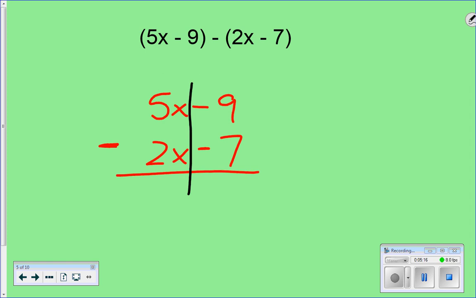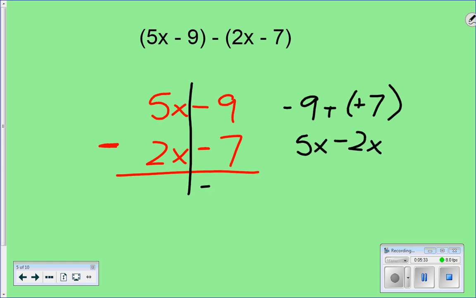Okay, so I like to write them out so I can see them, because sometimes that sign stuff screws me up, because if I forget to change one, then my answer's wrong. So my first one would have been negative 9 minus a negative 7. And my second one would have been 5x minus 2x. This one would have been negative 2. And this would have been 3x.